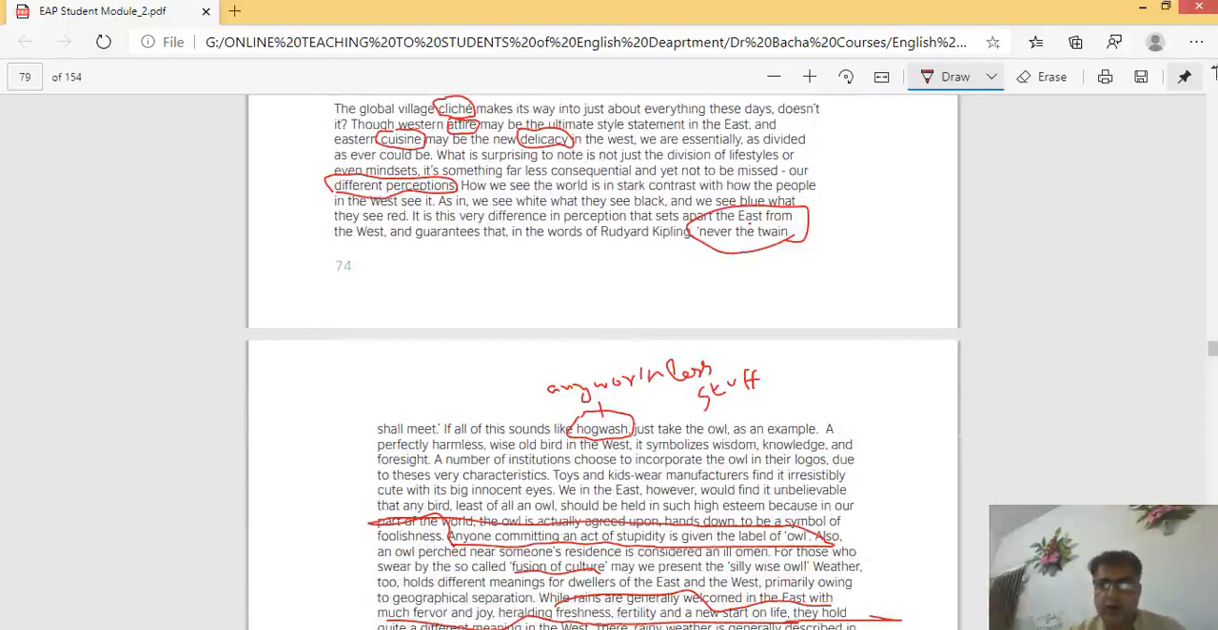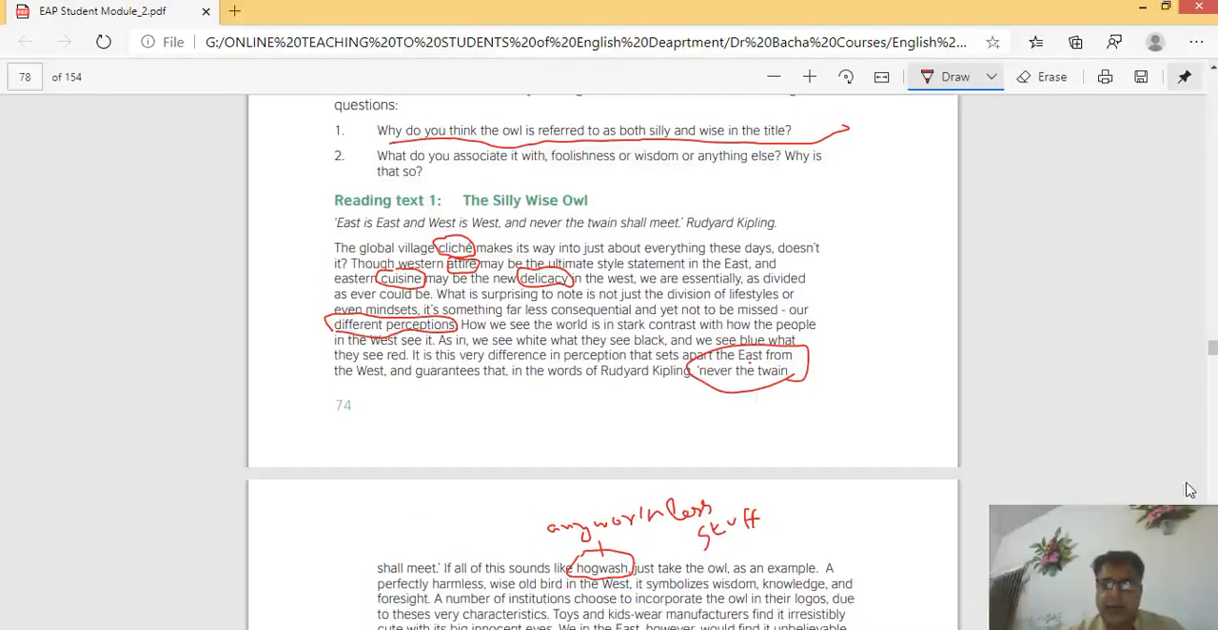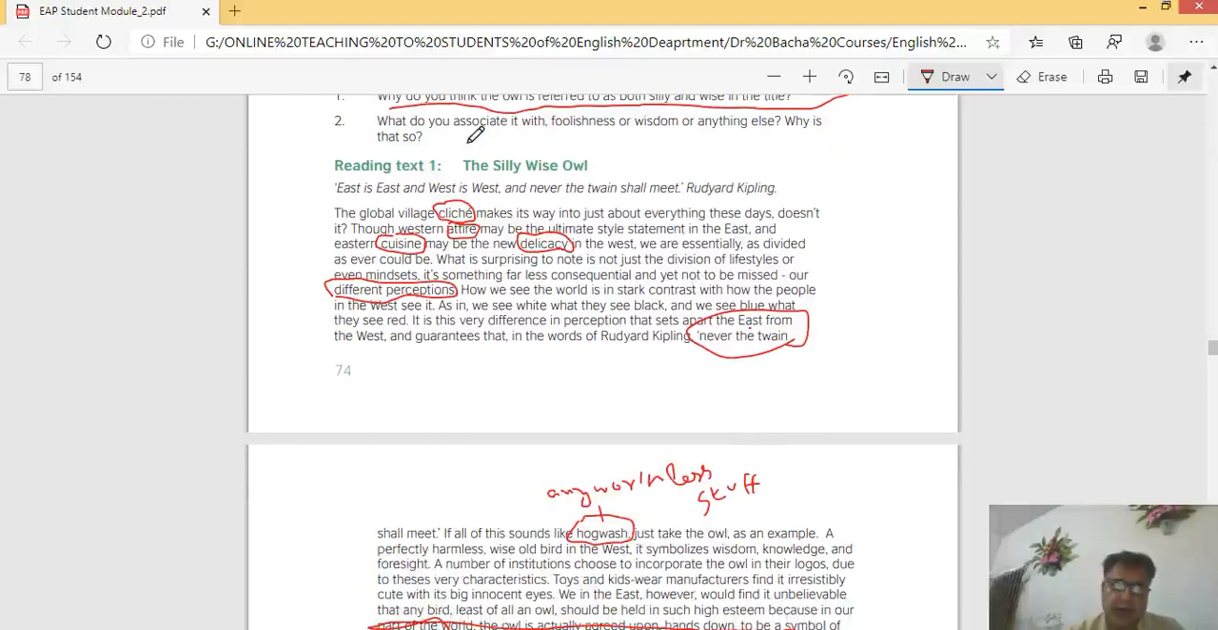I don't want to discuss it in detail, but I have underlined some words. The title is, you see here, the silly wise owl, right? Rudyard Kipling is one of the famous English writers, and he is quite famous for his quotation. And above all, he is more famous for the book Jungle Book, which he wrote, in which you see this Mowgli, the character. You might have come to know about it. This is his created character. That is the story of Mowgli.